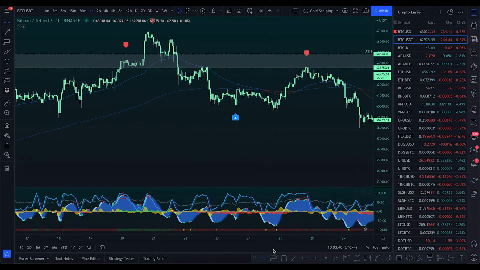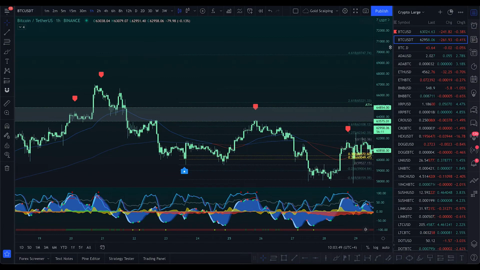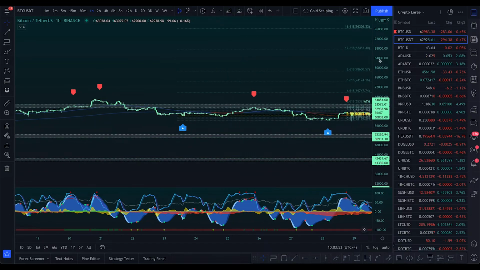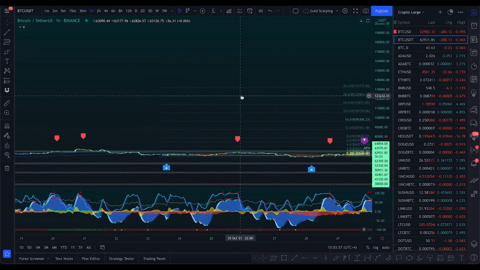Next video, I'm going to talk about price prediction, which is a very, very cool technique that we can use to explore those other levels. Like, what are those other levels that I have in my Fibonacci tool? Why do I have so many levels, like all the way to 32? Yes, we're going to talk about that in the next video.